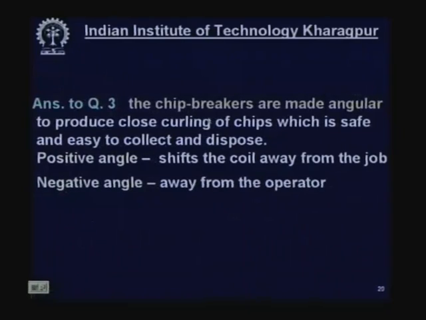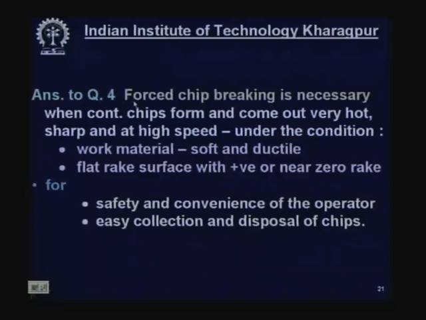The answer to the third question: the chip breakers are made angular to shift the chips either away from the operator or away from the job according to necessity. And finally, forced chip breaking is necessary when continuous chips form and come out very hot, sharp and at high speed, which is very dangerous.